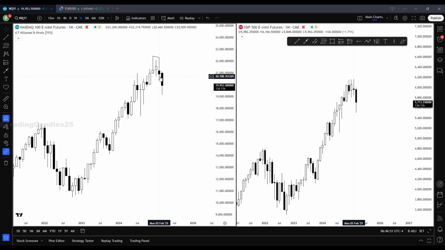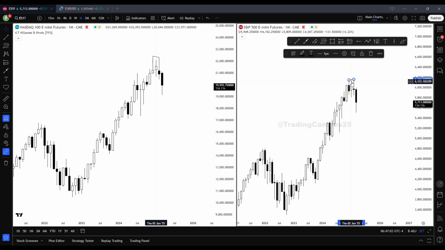So you can see what happened is that NQ failed to take out this previous high, whereas on the other hand, ES took out this high, which means that we have non-symmetry in price. This divergence created non-symmetry in price action between these two correlated assets, and this misalignment led to this retracement profile on the higher time frame. This was a supporting factor behind it, and you can see that that's exactly what we are seeing right now.